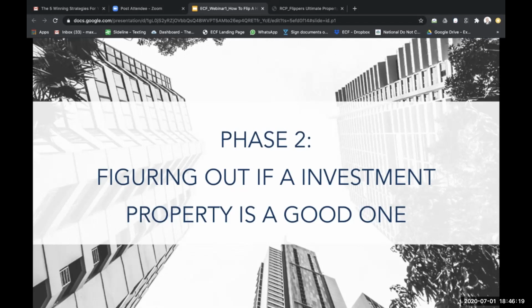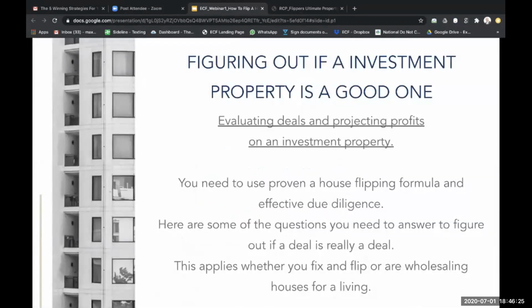The next screen. Okay, phase 2. How do you figure out if an investment property is a good one? That's a great question, and everybody, especially newbies, may be scared. Again, I want to go back.